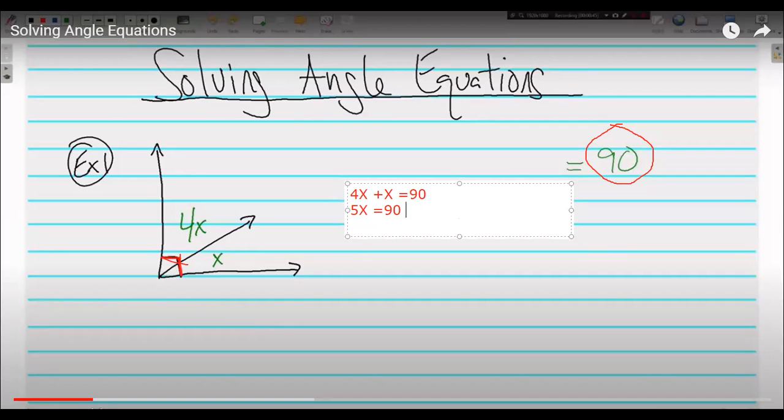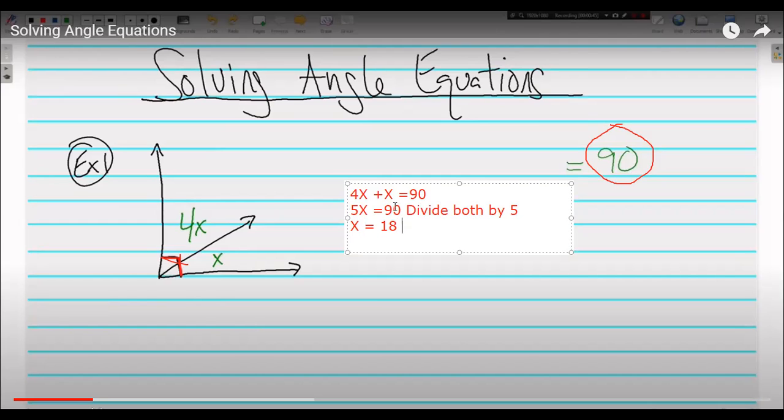5x equals 90. Yes, please. 18. How did you find it? We divide 90 by 5. Thank you. So we are going to divide both sides by 5. Then 5x divided by 5 will be equal to x, and 90 divided by 5 will be equal to 18. Then now we found the value for the variable.